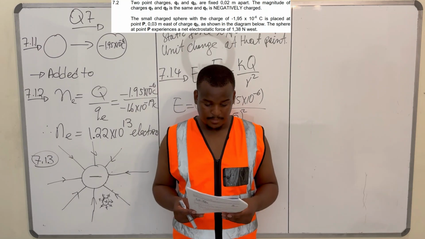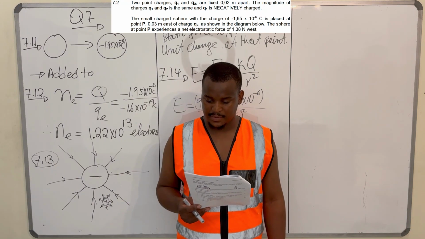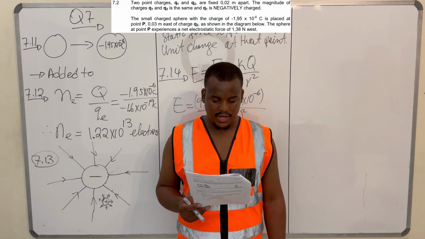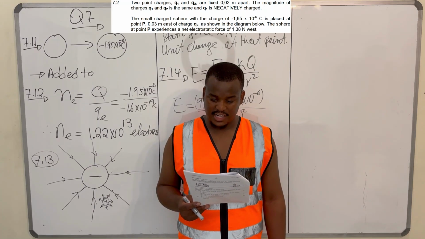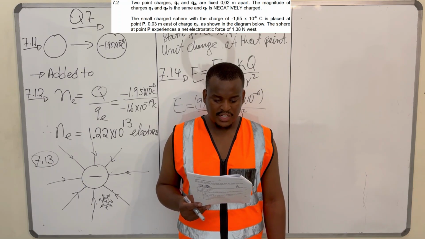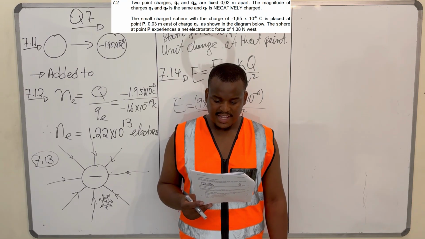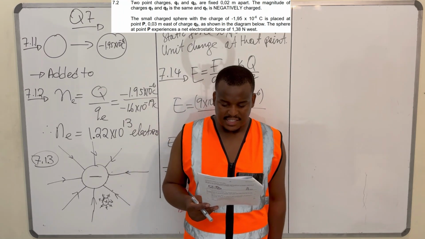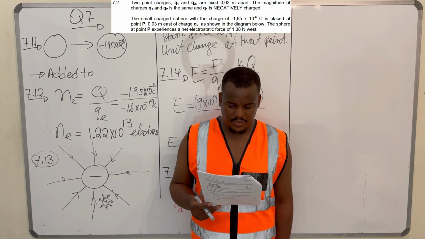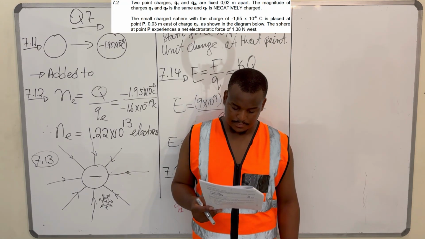Let me try to read this again. They are saying two point charges Q1 and Q2 are fixed 0.02 meters apart. The magnitude of charges Q1 and Q2 is the same, and Q1 is negatively charged. The small charged sphere with a negative charge of minus 1.95 times 10 to the minus 6 coulomb is placed at point P, which is 0.03 meters east of Q2, as shown in the diagram. The sphere at point P experiences the net electrostatic force of 1.38 newtons west.